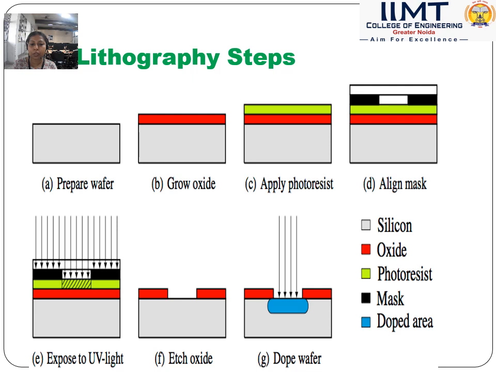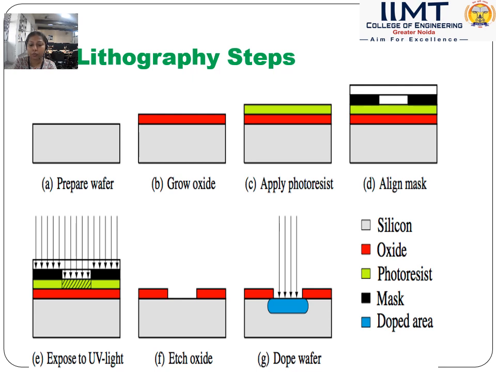For that, we firstly use the oxidation process. As we know, a MOSFET contains one oxide layer known as silicon dioxide, and that silicon dioxide layer is grown by the technique of oxidation, which was introduced by Deal and Grove.